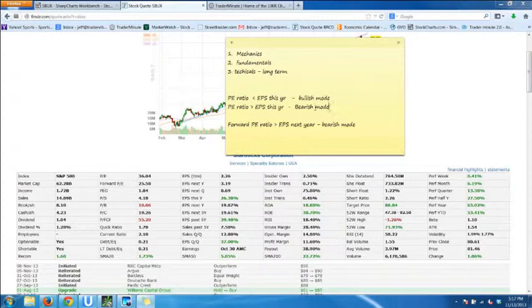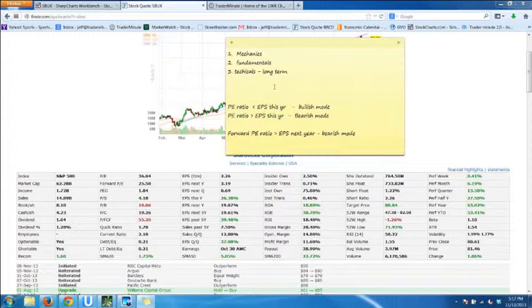Well, let's think about what these things measure. PE ratios are basically a measure of value. What type of value are you getting? Are you getting good earnings for the amount of money you're paying for the stock? And there are value traders out there. They really focus on the multiples. PE ratio, they'll use the term multiple. So it's really a measure of value.